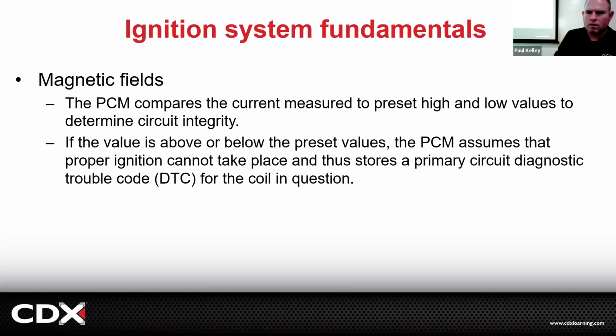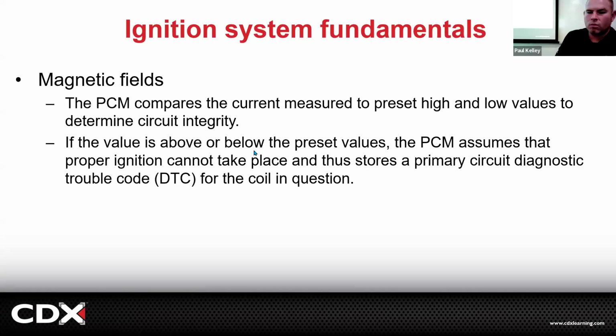Cool. All right, so if you look at this, during the diagnosis, the PCM, so the computer, compares the current measured to the preset high and low values to determine integrity. It's interesting how the ECM is able to monitor this, okay? And if the value is above or below, the PCM knows that the proper ignition cannot take place and stores a primary circuit diagnostic trouble code. Okay, we're going to come back to that a little bit.